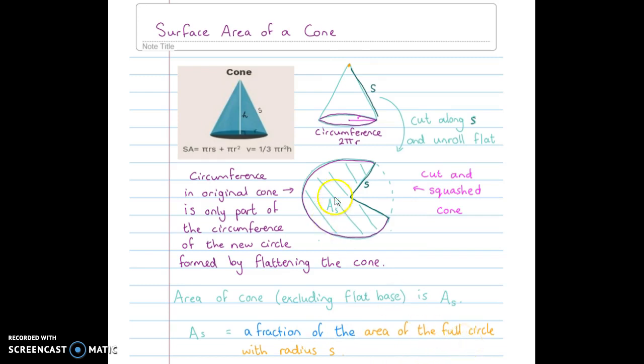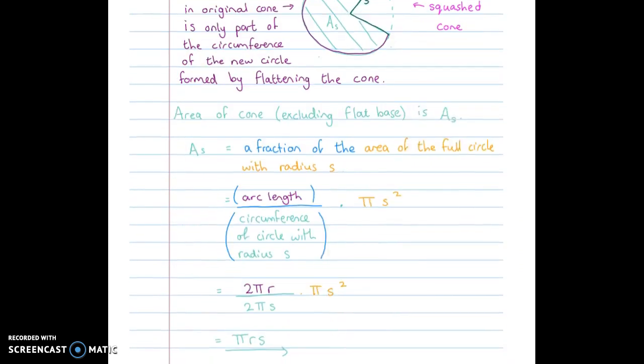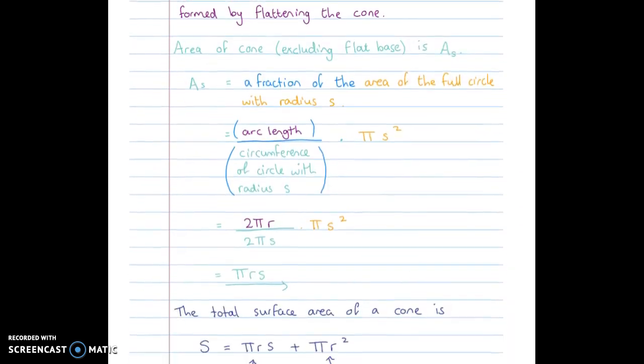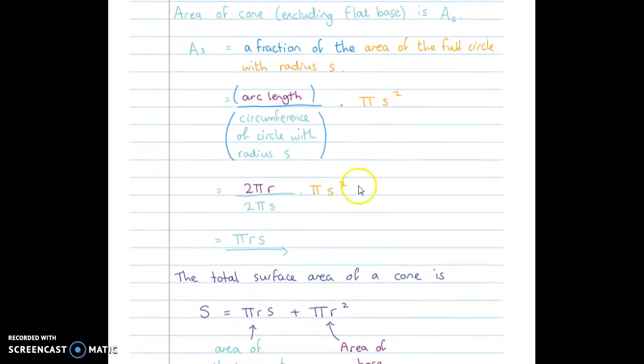So we can say that the area of this shaded area of the sides of the cone is equal to the arc length, that purple line, divided by the circumference of the full circle. So 2 pi r from the original over 2 pi s times the area of the full circle. So it's a proportion of that full circle. Simplifies to pi r s. Add that to the base of your cone, and you've got the surface area of your cone.